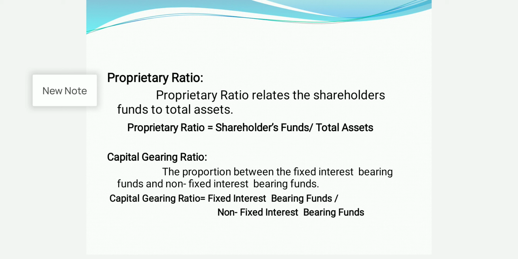What are the fixed interest bearing funds? Fixed interest bearing funds include debenture holders and preference shareholders. What are the non-fixed interest bearing funds? Reserves and surplus and equity shareholders are non-fixed interest bearing funds.